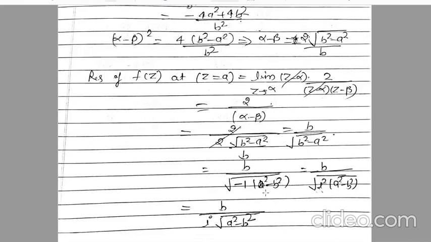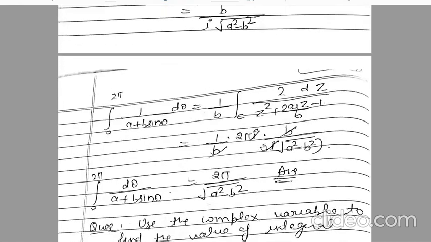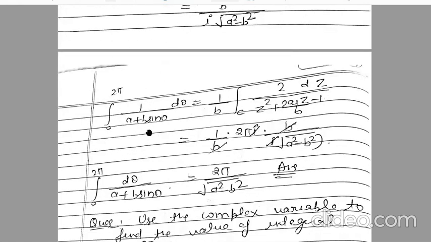Minus 1 is common. So a square minus b square gives b upon square root of i square into (a square minus b square), and i square is taken outside. So this is your residue at z is equal to alpha, right? By Cauchy residue theorem, integral 0 to 2 pi of 1 upon a plus b sin theta d theta is equal to 1 upon b integration over c of 2 upon this quadratic equation into dz. We have already found the value of the integral. So 1 upon b into 2 pi i into b upon i square root of a square minus b square. After solving this, you will get your final answer 2 pi upon square root of a square minus b square.